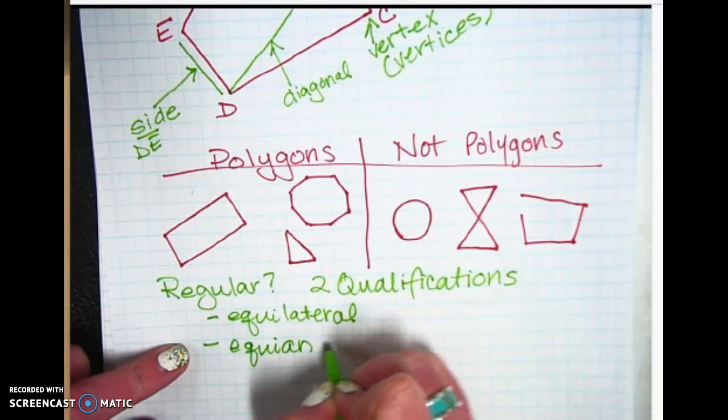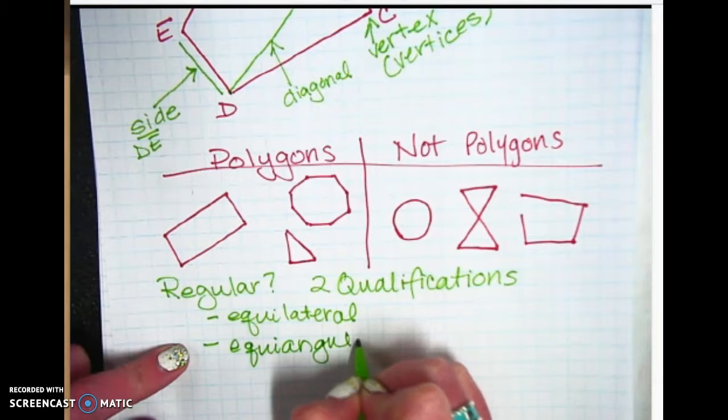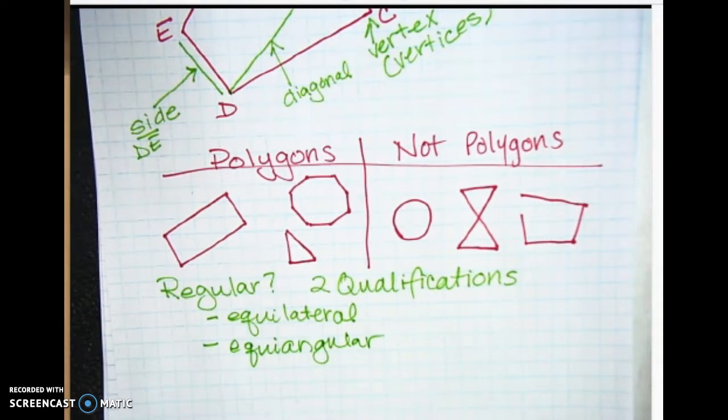Equiangular. Okay, so all 4 sides are going to be congruent and all 4 angles will be congruent. If it's a hexagon, so it has 6 sides, all 6 sides are going to be the same length. All the angles are going to be the same too.